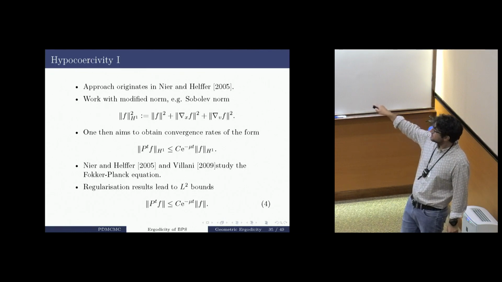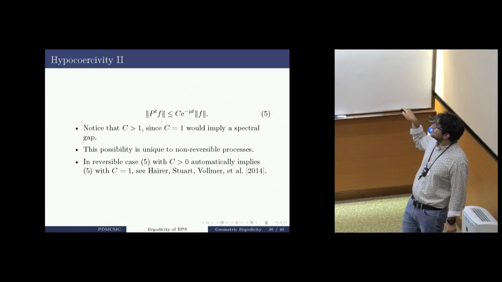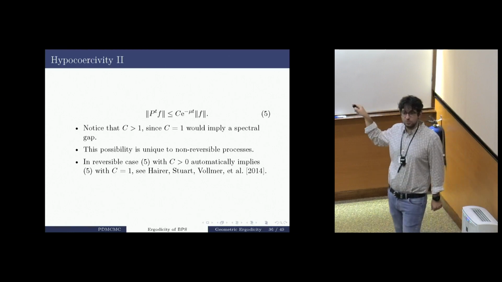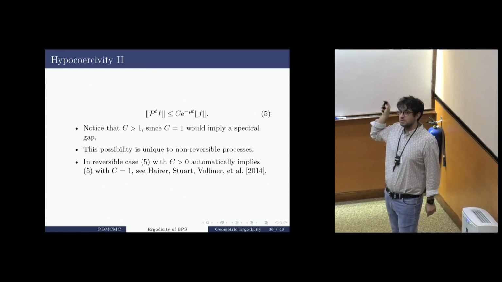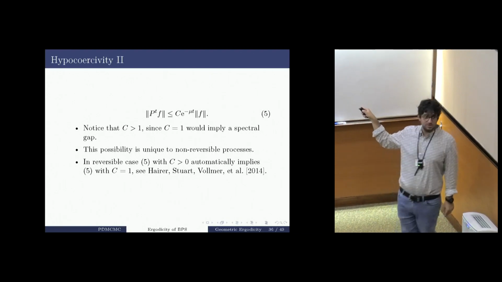The difference is the constant. Of course, the constant has to be more than 1, because if it was less than 1, this would also hold. But there's another funny thing, which is that this is only possible if this is the L2 norm. This is unique to non-reversible processes.